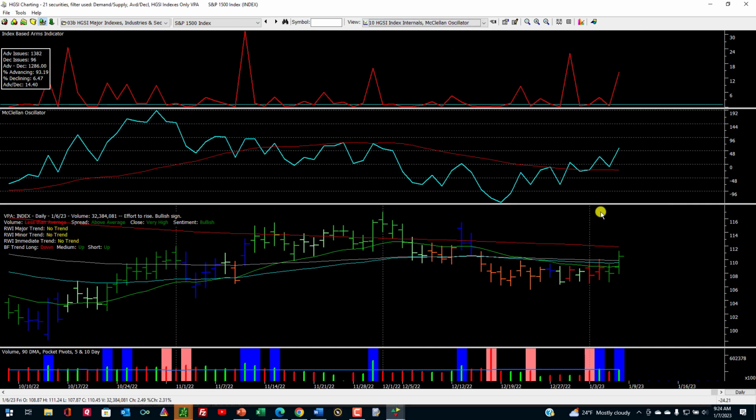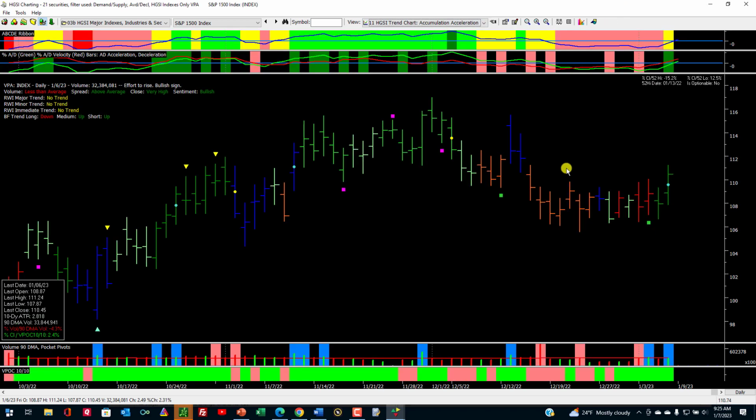Now these are the internals. Here's the McClellan index. You can see that we were starting to get some improvements in the advance-decline line after this point right back here, and it's getting stronger. And this number up here shows the advancers versus the decliners were 14.4 to 1 in this index. So, a strong move yesterday.